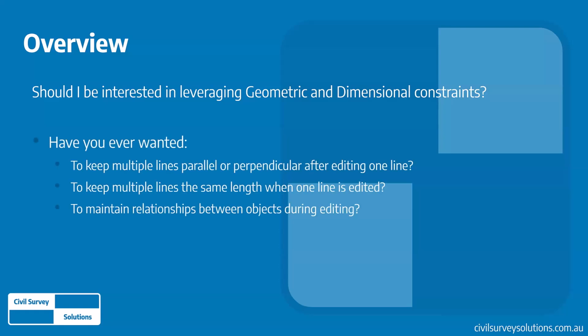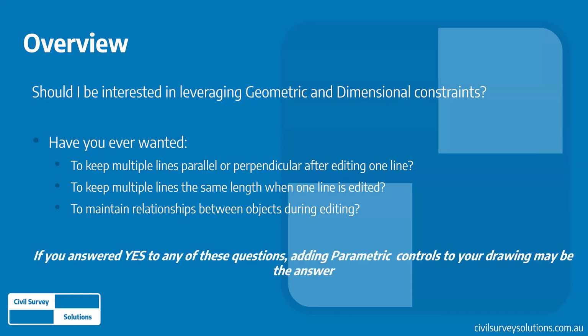If you've ever wanted to keep multiple lines parallel, perpendicular, or any other situation after editing one line, or to keep multiple lines the same length when one is edited, or maintain relationships between objects during editing, if you answered yes to any of those, parametric controls may be the way to go forward with your drawing.